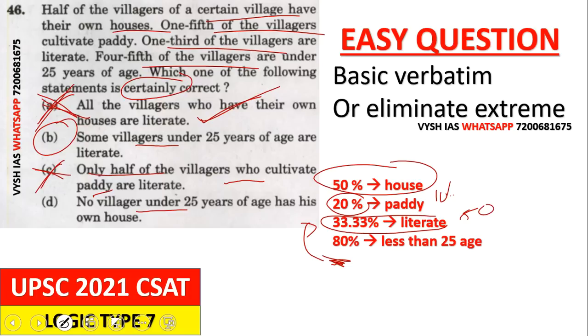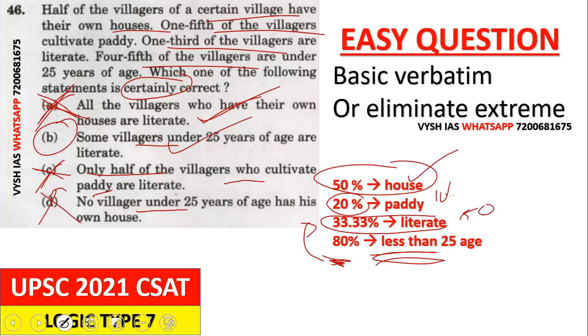No villager under 25 years of age has his own house. We can't tell that. There are 50% people who have a house. Okay, so there is a possibility that some people under the age of 25 will have a house. So this also we cannot tell. So the answer is this only.